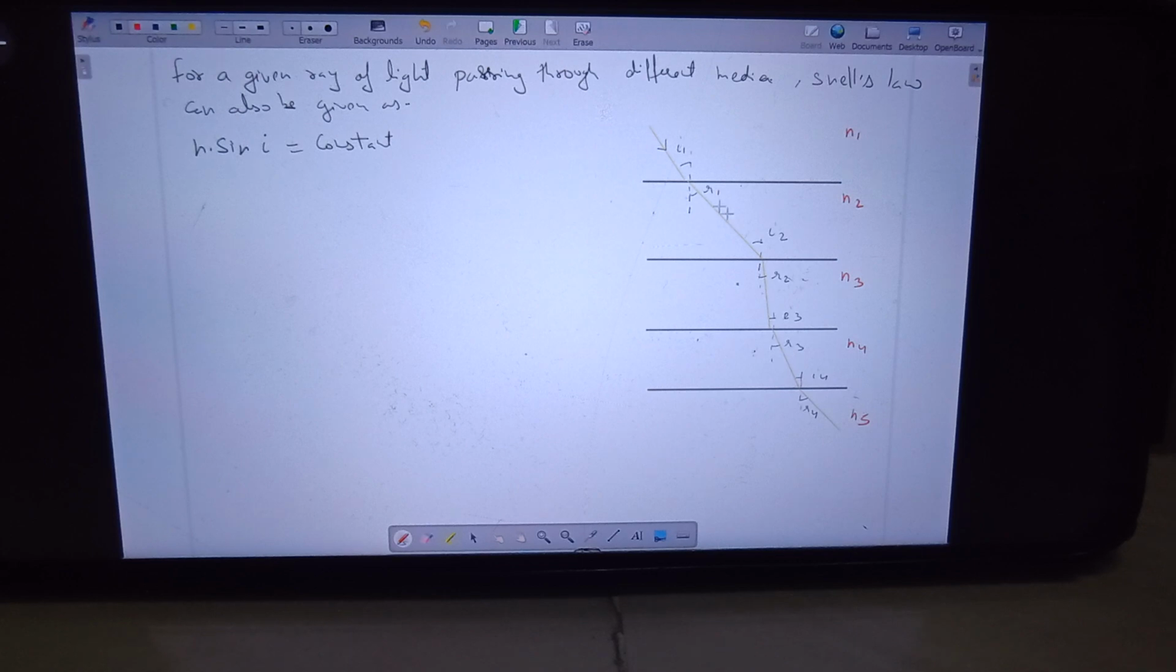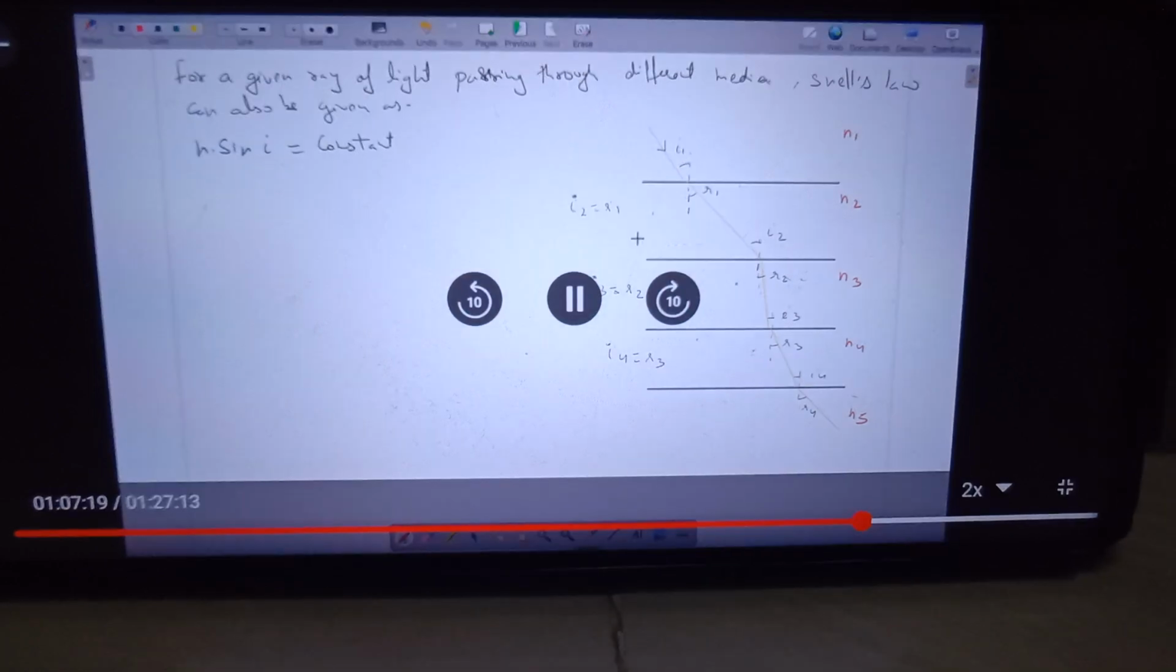But in geometry it is clear that here I2 will be equal to R1, here I3 will be equal to R2, and I4 will be equal to R3. Anyone having doubt in this one? Clear by geometry? Normals are parallel to each other because interfaces are parallel. So these become alternate interior angles, no? Yes, sir.